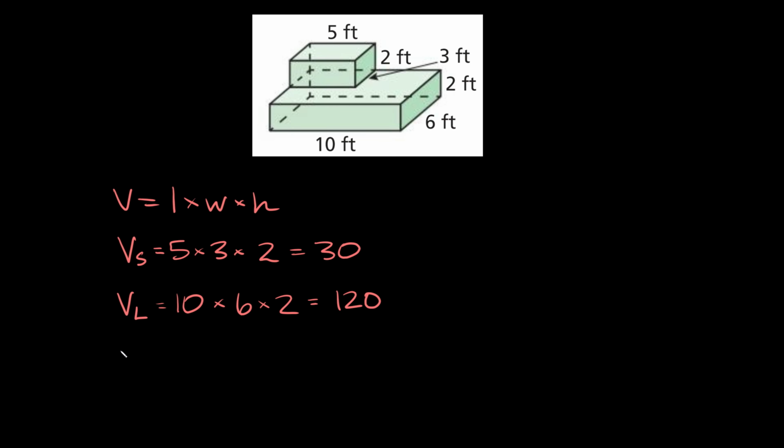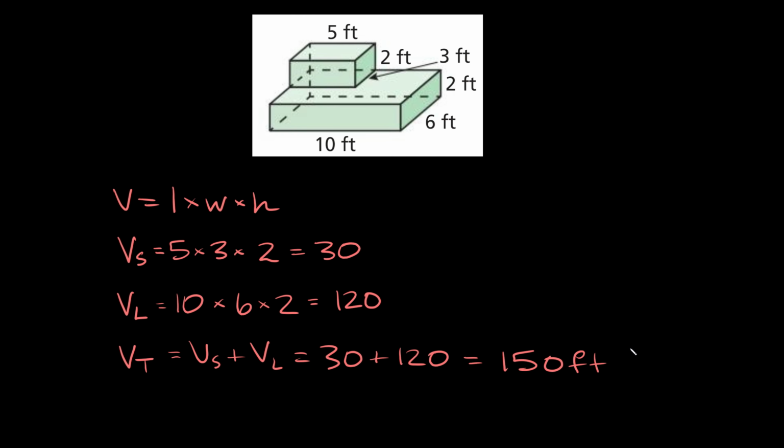So now to find the total volume, we're going to add up both of these, the volume of the small one plus the volume of the large one, which is going to be equal to 30 plus 120, which is equal to 150. And our units, we're working in feet, so we're going to get feet cubed, all right? Remember, with volumes, your units should have a cubed exponent because we're working in 3 dimensions, right? So that's the volume of this first one right here.